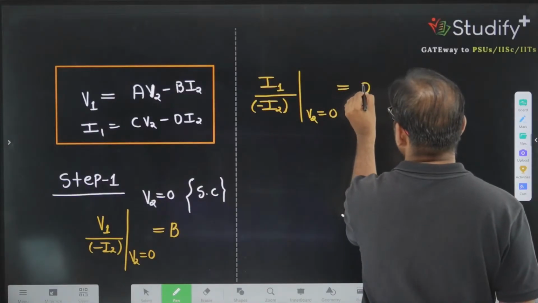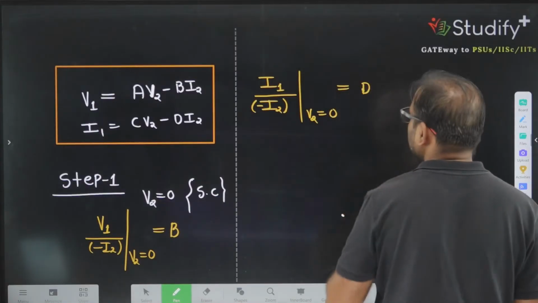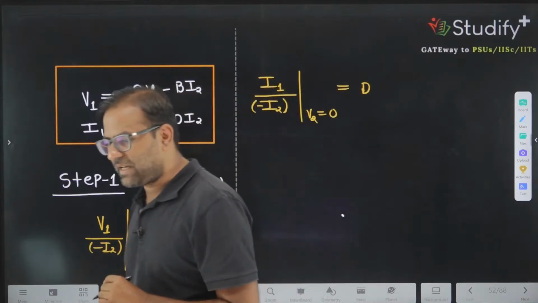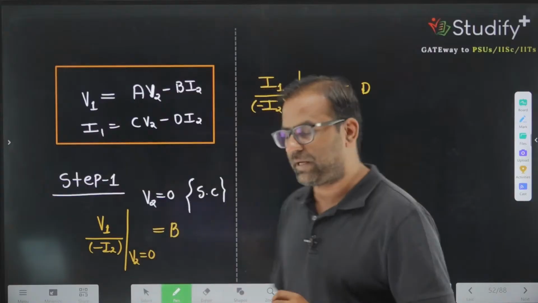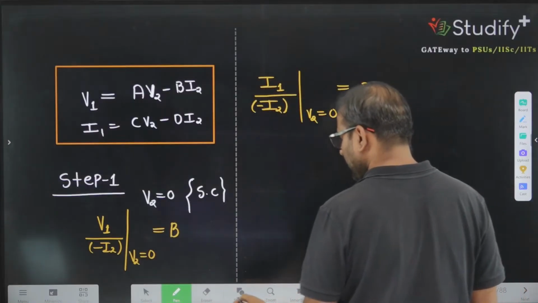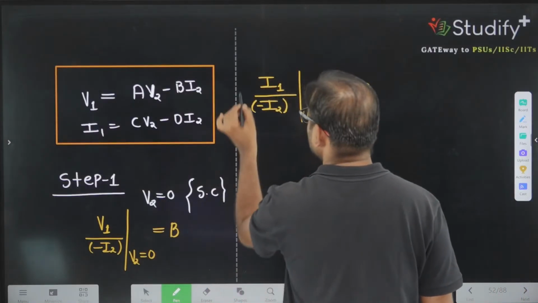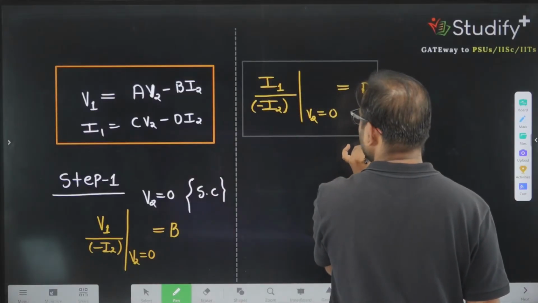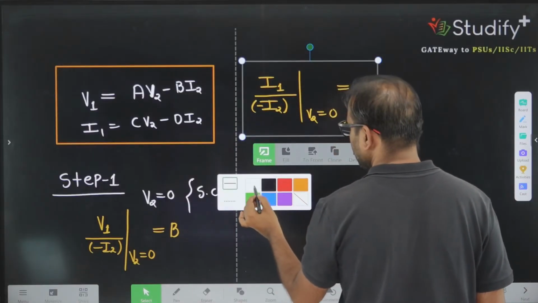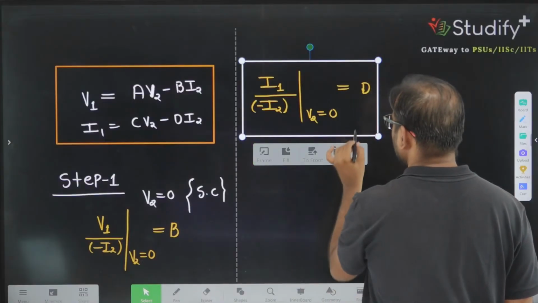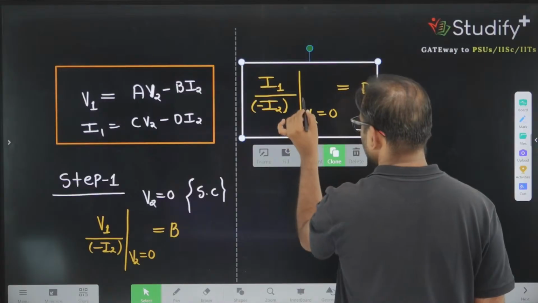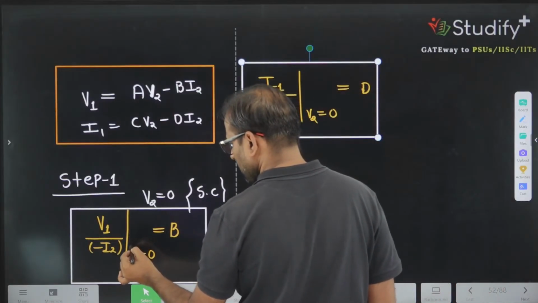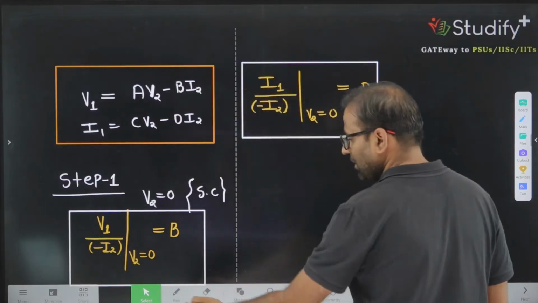So by replacing your output port by a short circuit, you can calculate two parameters, and these parameters are B and D. So these are two parameters. One parameter is D, and another parameter we are having is this B. What are the remaining two parameters?